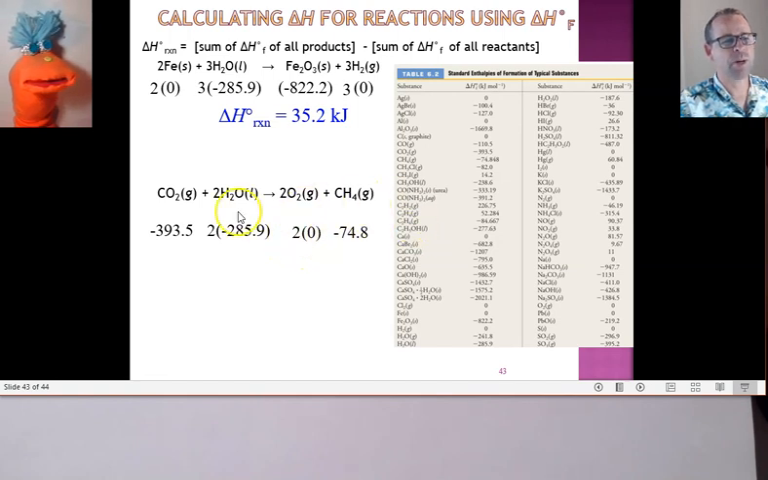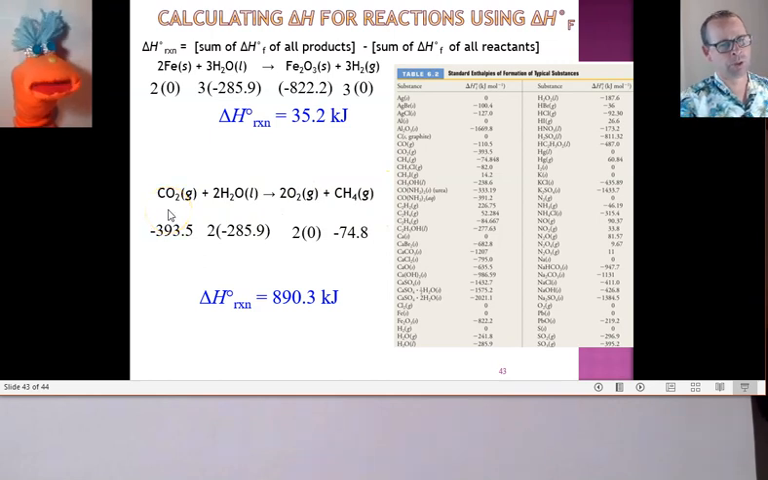So, products minus reactants, negative 74.8 minus the sum of all of these is our delta H for our reaction. So, what do you think? Does this process require or release energy? You mean combining carbon dioxide with water to make oxygen and CH4? Yeah. Does it require or release energy? Oh, it's a positive, so it requires energy. Very good. Requires 890.3 kilojoules to perform this process.